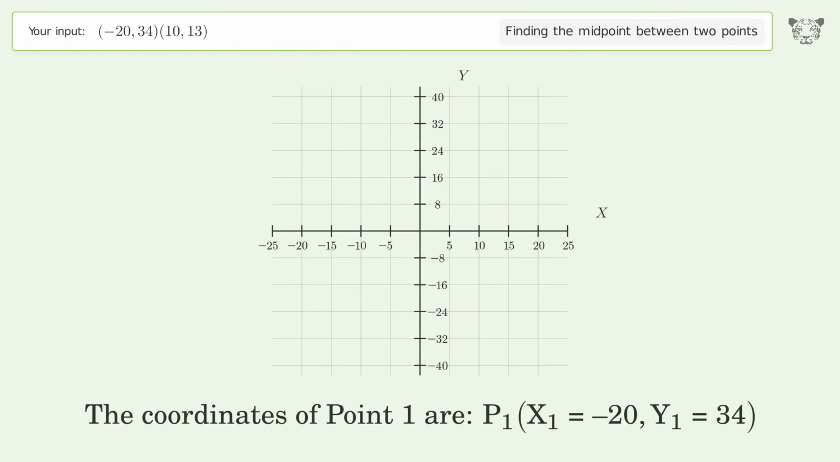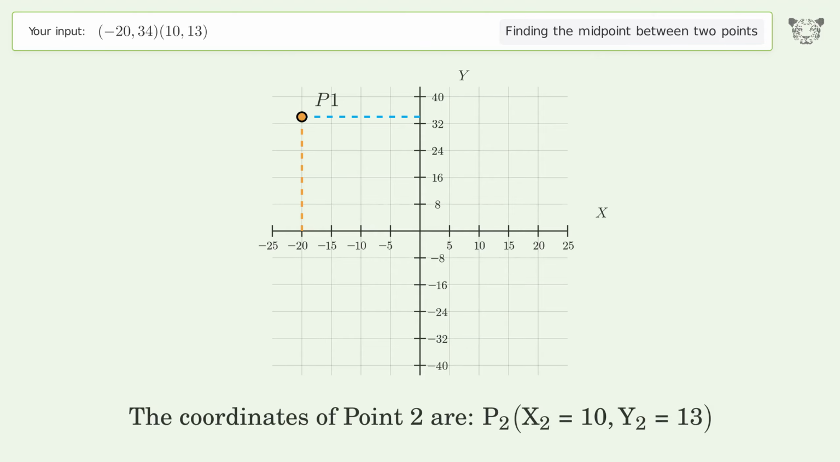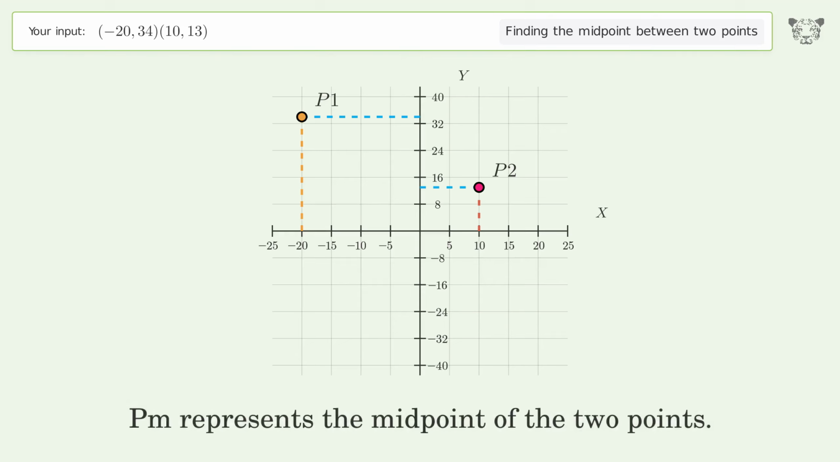The coordinates of point 1 are x1 equals -20, y1 equals 34. The coordinates of point 2 are x2 equals 10, y2 equals 13. PM represents the midpoint of the 2 points.